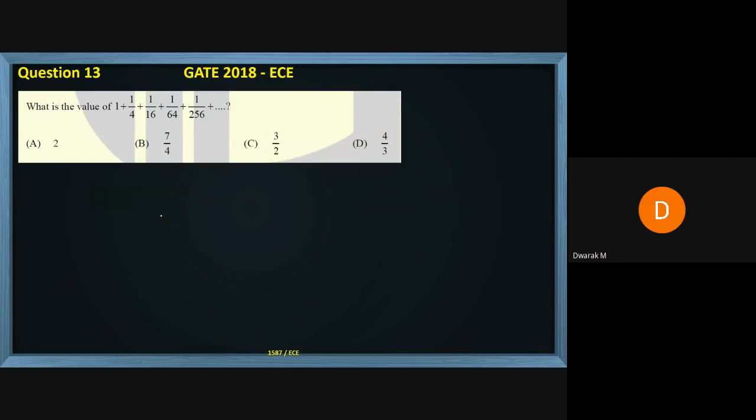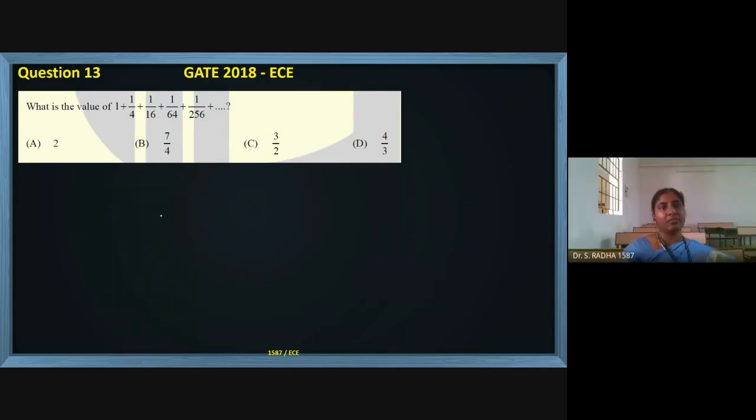1 by 4, ma'am. Yes, every successive term is getting multiplied with 1 by 4. So a common ratio is available. Every successive term is getting multiplied with 1 by 4. So given is a geometric progression, and this is an infinite series.